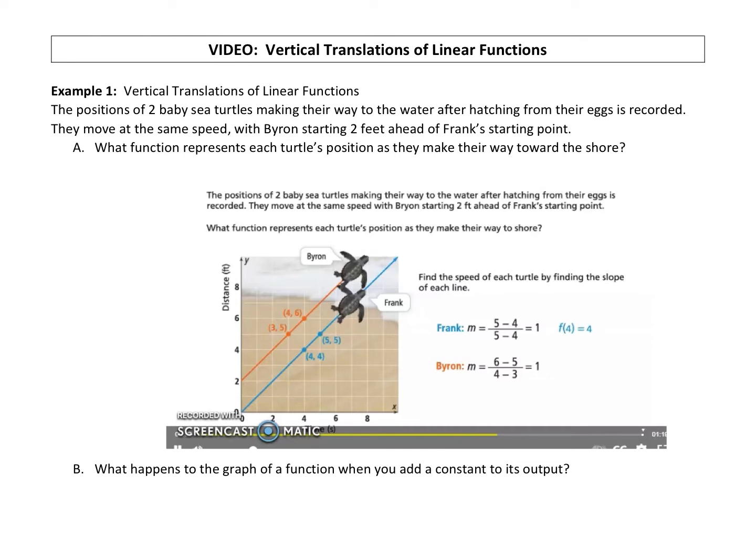If you call Frank's function f, then f of 4 equals 4, and f of 5 equals 5. So f of x equals x. Since Byron got a head start and they travel at the same speed, he is always 2 feet ahead of Frank. So Byron's function is the same as Frank's function, plus 2.